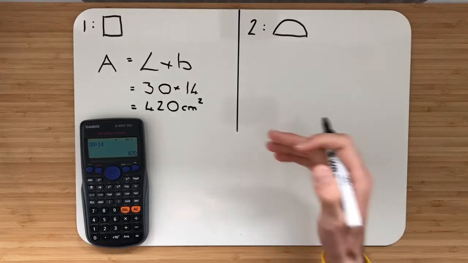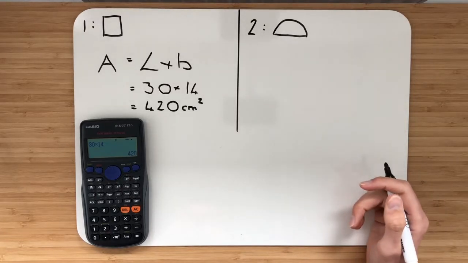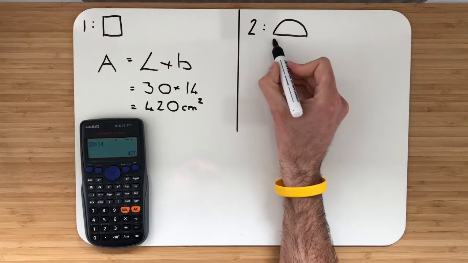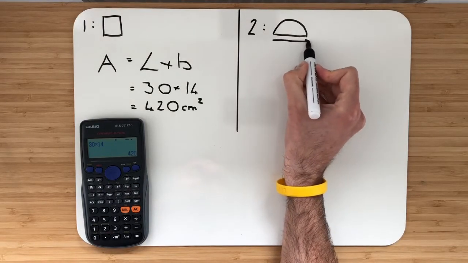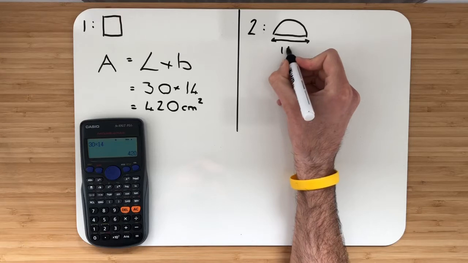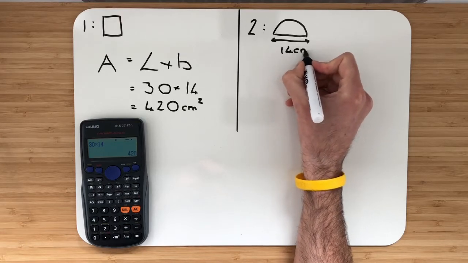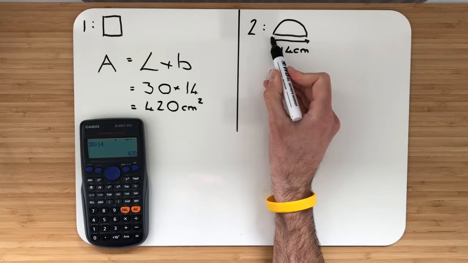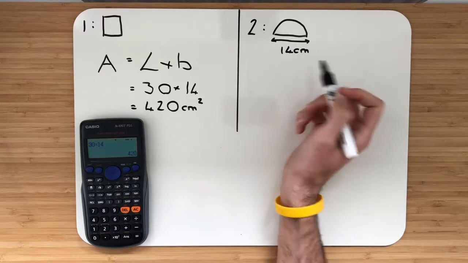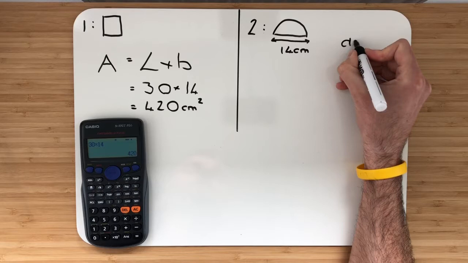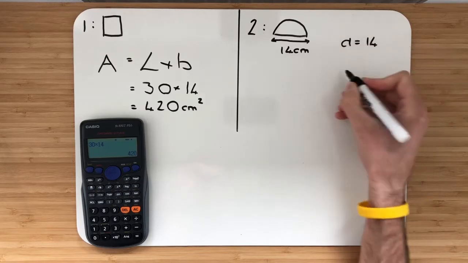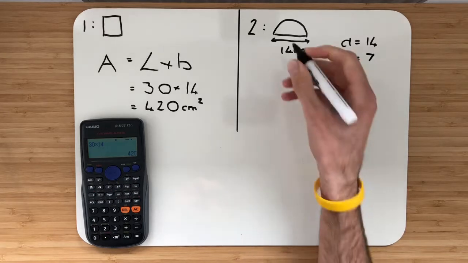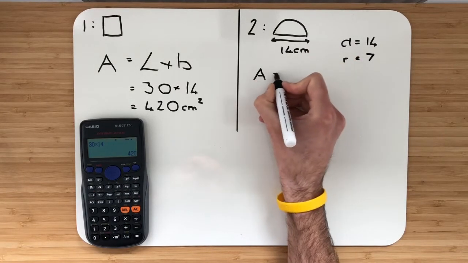So with any semicircle, the first thing we're going to want to do is find the area of the full circle first of all. Now, we've been given this dimension here, which is 14 centimetres. Now, we should know that a straight line that goes from one edge of a circle through the centre to the opposite edge is a diameter. So this is a diameter of 14, which means radius will be 7.